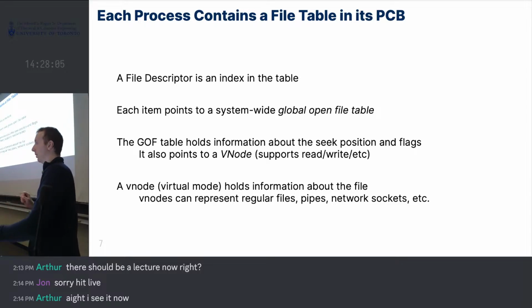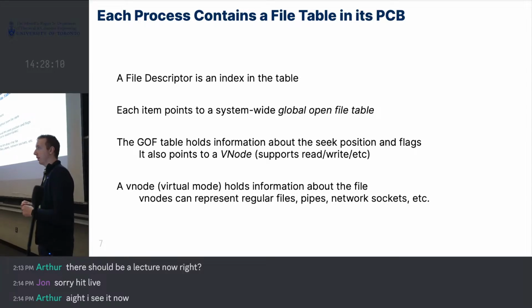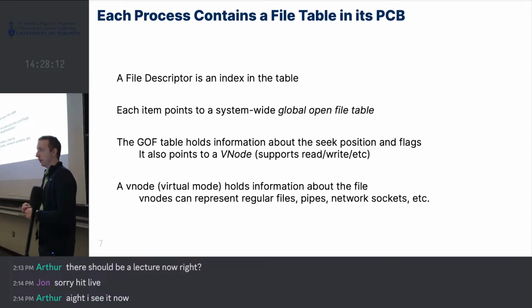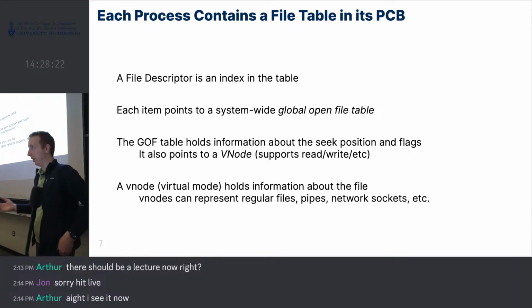How big is the global open file table? Does it get bigger as you keep opening files, or is it just big from the beginning when the kernel starts up? The kernel just appends entries to it, so it's dynamically resized. It's just however big it needs to be.